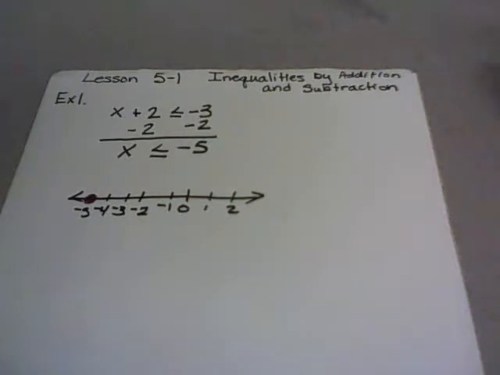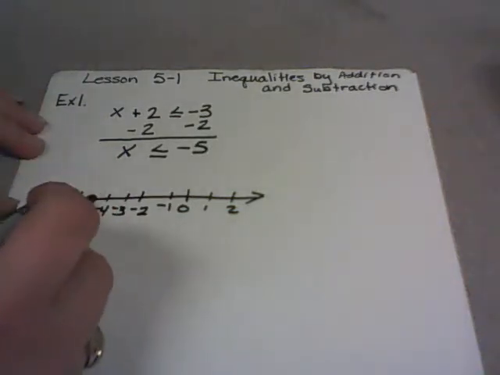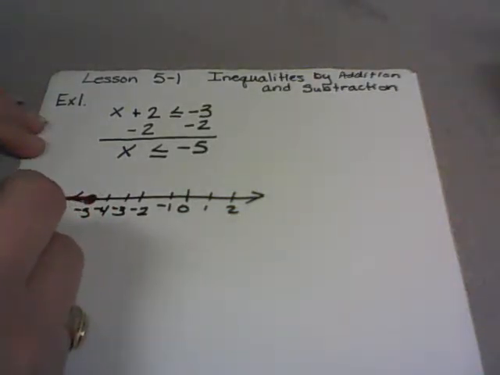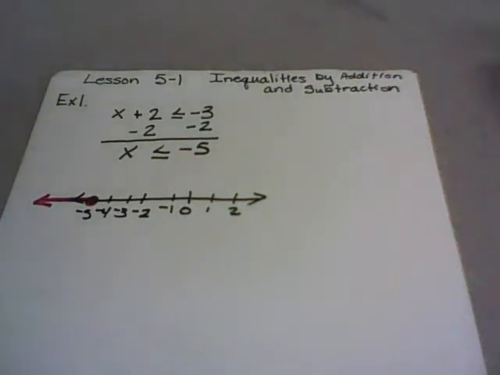So if I was to think of a number that's less than negative 5, I would think of negative 6, negative 7, negative 10. Okay, so I'm going to draw my line going in the direction of those numbers. And that's how you would solve an addition inequality.